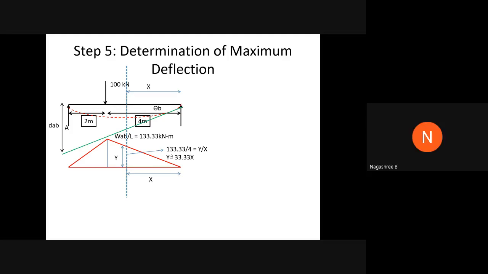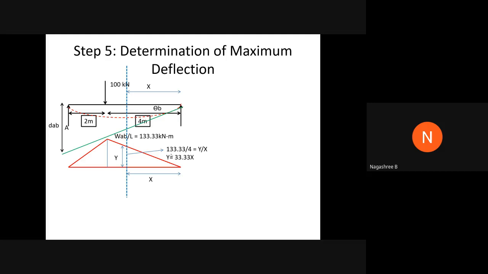After getting this value, one more thing you should make a note of: at the point where the maximum deflection occurs, the slope is always 0. This is the basic principle in order to determine the maximum deflection. At any section of maximum deflection, the slope will be equal to 0.